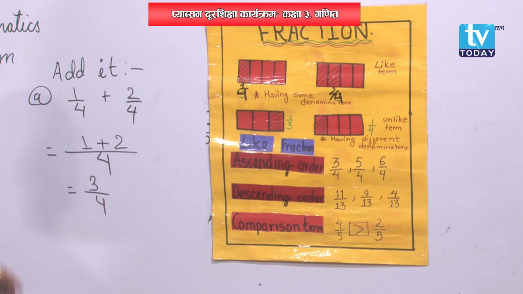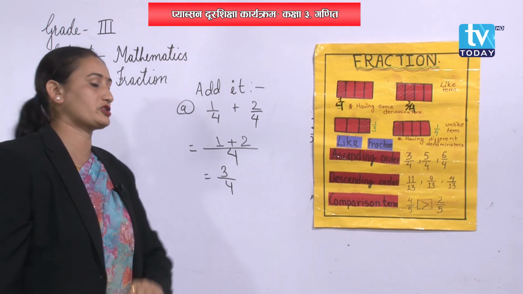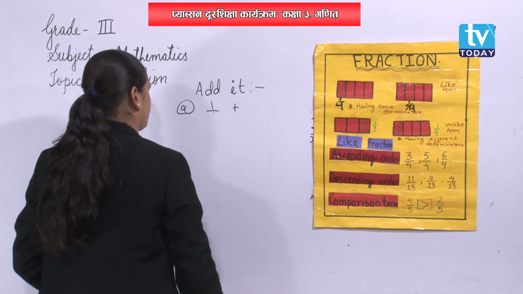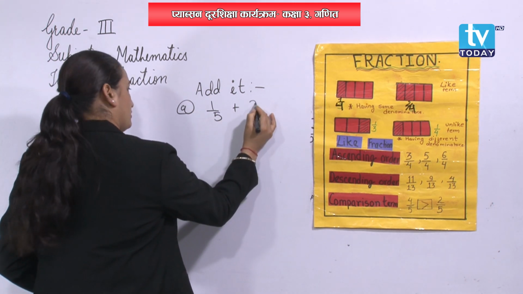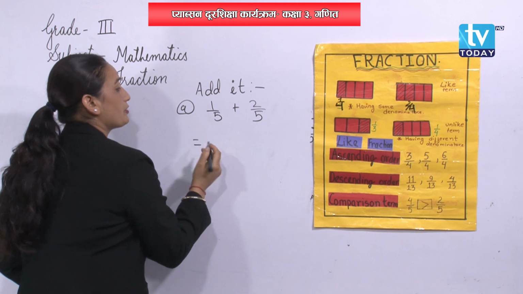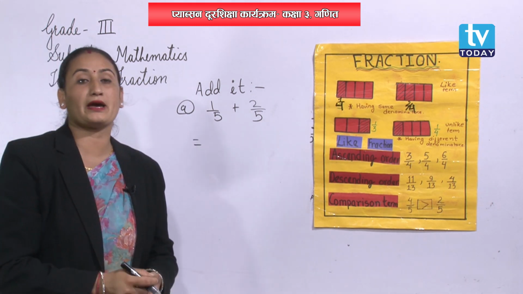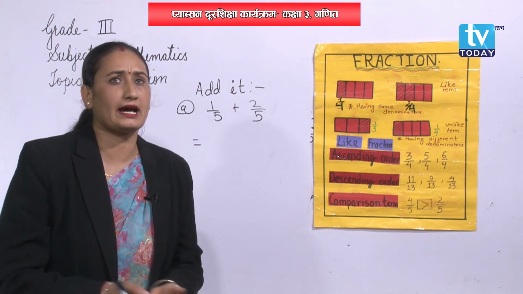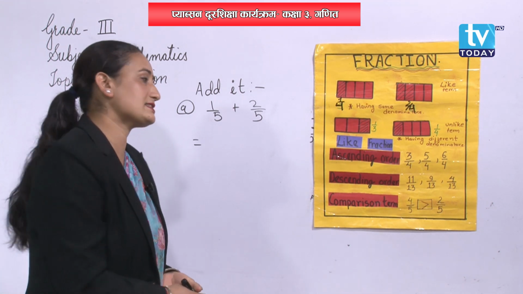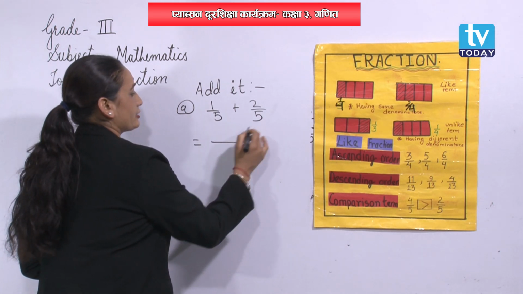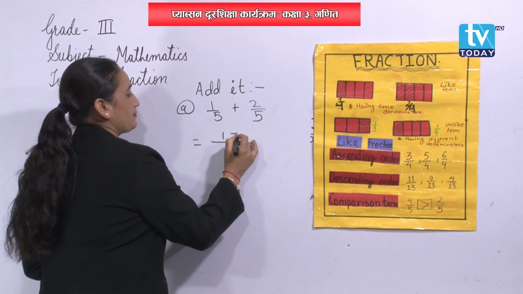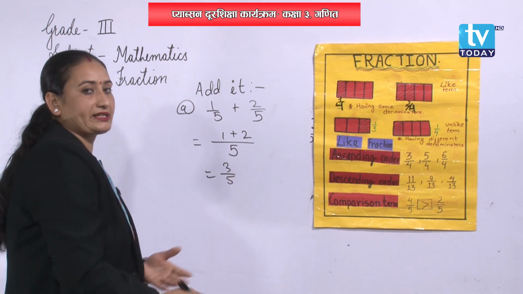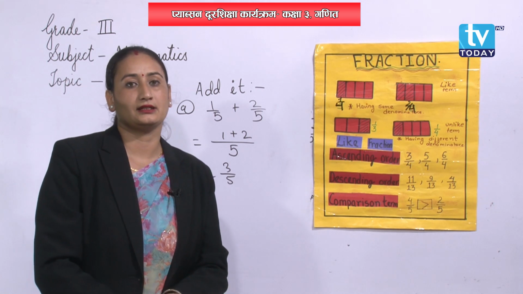Okay, next question also for you. If the question comes, then how will you solve this one? 1 by 5, when it is added with 2 by 5, then what will be the answer? Can you tell me first? First write down the denominator the same over here. 1 plus 2, it will be 3 by 5. Out of 5 parts, 3 parts. You can say it.